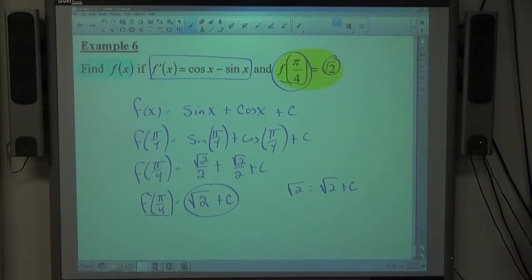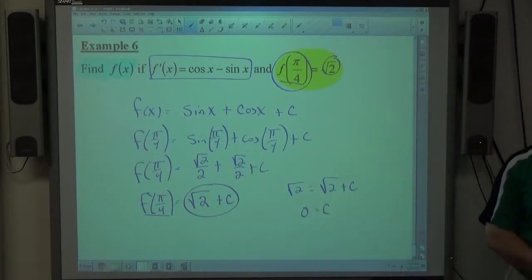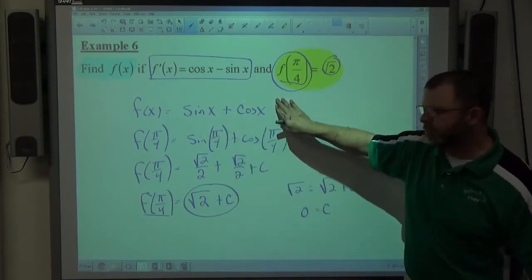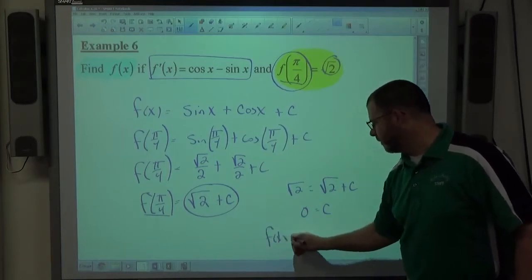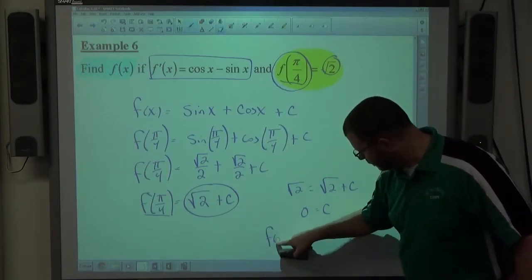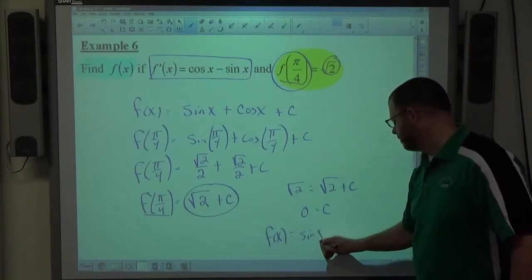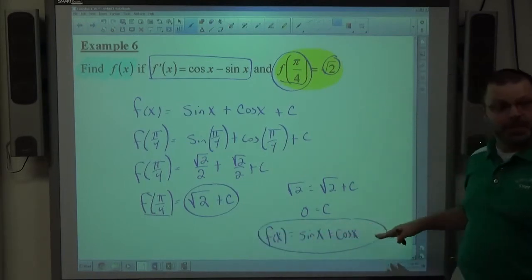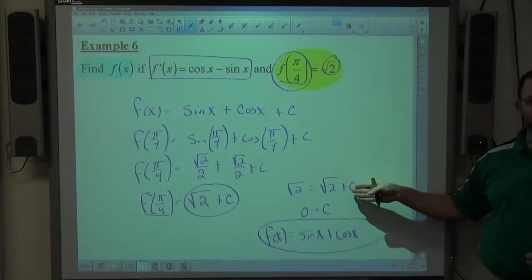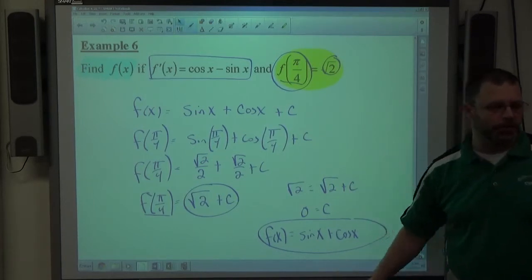And if the square root of 2 is equal to the square root of 2 plus c, that means that c must equal 0. And if c equals 0, that means f of x is just this same thing plus 0, so f of x is just sine of x plus cosine of x in this case. And again, plus 0. Right. If this came out to c equals 6, then plus 6 would happen there, so plus 0, you don't have to write anything because plus 0 doesn't do anything.